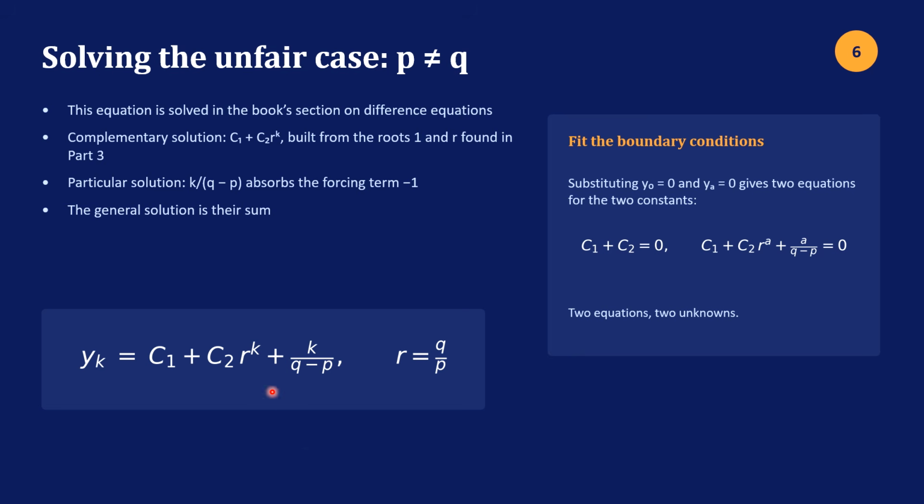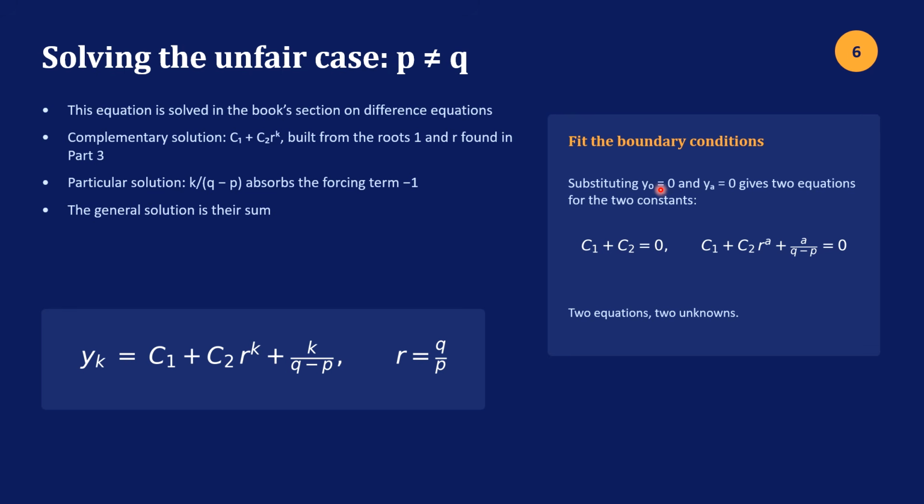It comes in two parts. If you recall from the previous lesson, this is the solution to the homogeneous part. And then there is this added part because of the forcing term that we had, the minus 1. So we get this equation here. As I mentioned, P doesn't equal Q in this case, so we have R equals Q divided by P. And then we have our two boundary conditions that we mentioned previously.